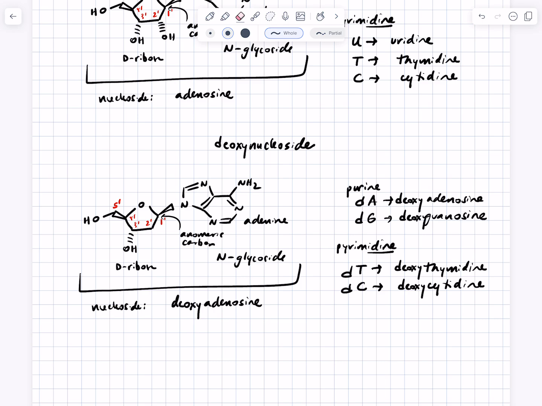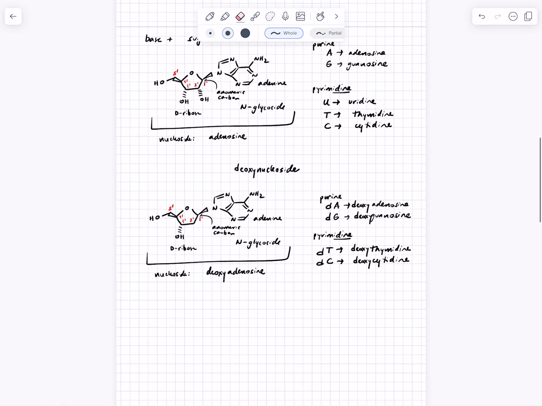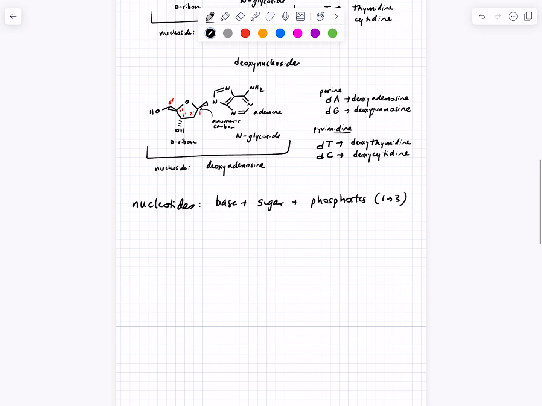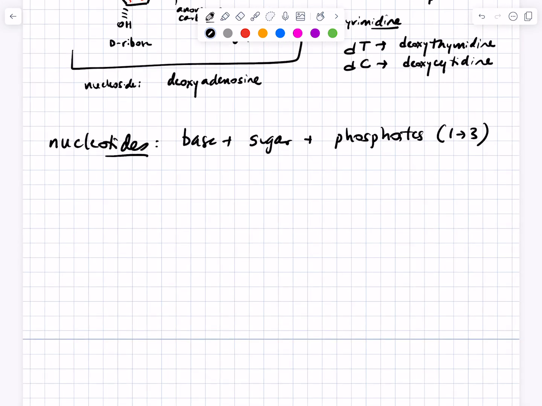So you can recognize a deoxynucleoside from a nucleoside just by the presence of the 2' OH. Probably already knew that, but there it is. We won't talk about the enzyme that removes the OH group to convert a nucleoside into a deoxynucleoside. All right, and then finally on the nomenclature list of things to cover, nucleotides are going to have the base, the sugar, and then it's going to have 1, 2, or 3 phosphates between 1 and 3. And when the phosphate is there, that's when it becomes a nucleotide.